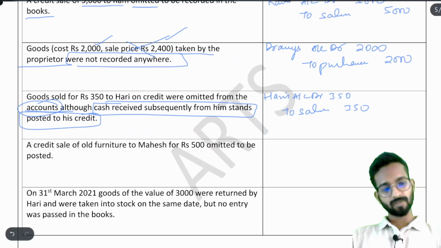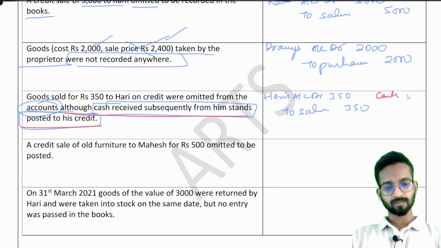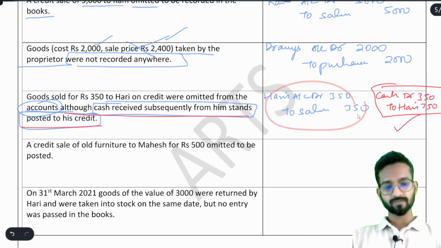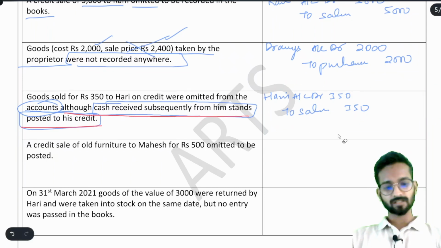Then sir, what is the meaning of the second half of the question? See, although cash received is posted to his credit, it means after this when we are receiving the credit, after that we are receiving the cash from Hari, this cash to Hari of 350, 350. This entry has been passed. They just forgot to mention this entry of sales. Okay. So we will not pass this entry in the rectification. Just the sale entry, Hari account debit to sales.